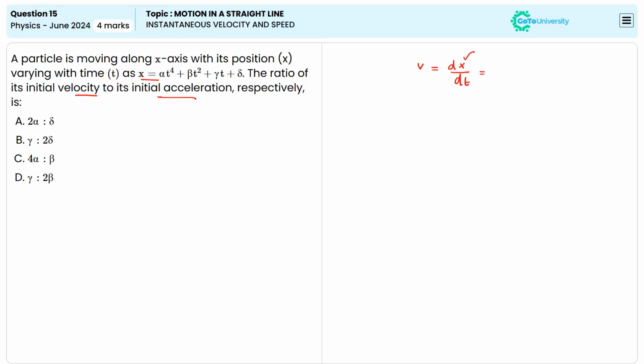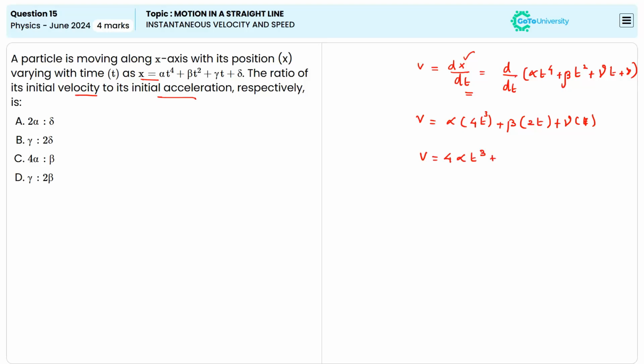So we can differentiate the displacement with respect to time. So we can write d over dt of alpha t power 4 plus beta t square plus gamma t plus delta. When we differentiate, the velocity will be equal to alpha times 4t power 3 plus beta 2t plus gamma times 1. Again, we can rearrange this equation as 4 alpha t power 3 plus 2 beta t plus gamma. So this is an expression for the velocity.